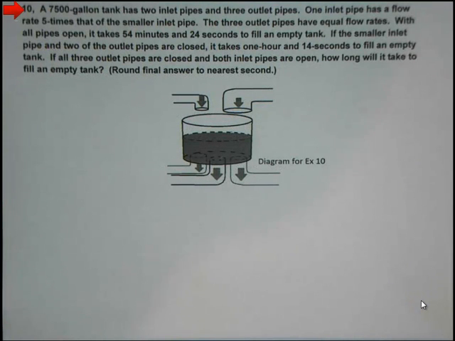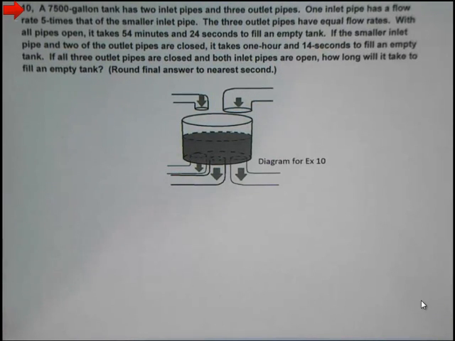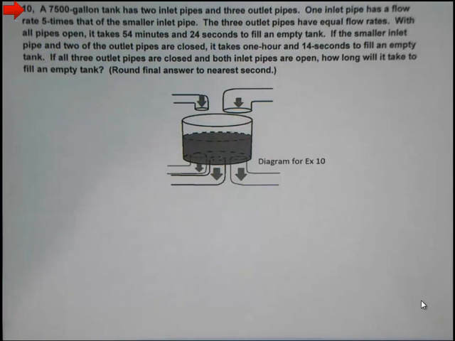Exercise 10. A 7,500-gallon tank has two inlet pipes and three outlet pipes. One inlet pipe has a flow rate 5 times that of the smaller inlet pipe. The three outlet pipes have equal flow rates. With all pipes open, it takes 54 minutes and 24 seconds to fill an empty tank. If the smaller inlet pipe and two of the outlet pipes are closed, it takes 1 hour and 14 seconds to fill an empty tank. If all three outlet pipes are closed and both inlet pipes are open, how long will it take to fill an empty tank? Round final answer to the nearest second.